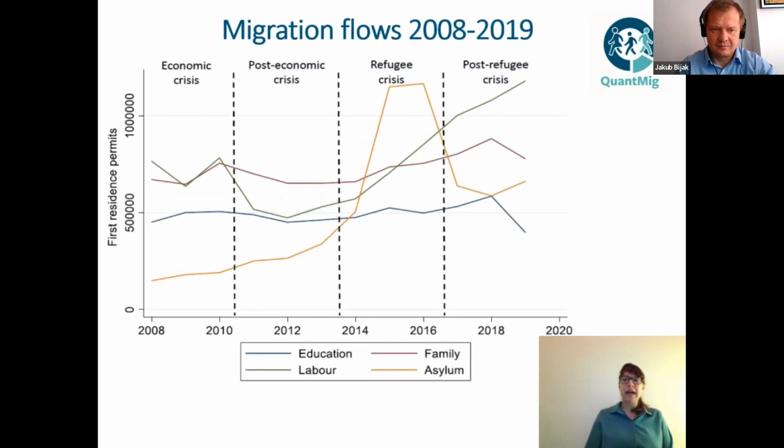Here you see the data we are using: migration from 2008 to 2019 for first residence permits from Eurostat. And you can see clearly here, for example, the peak of asylum during the refugee crisis. Because of that, we will also divide the time frame into these 3-year periods. So the question is now how these different flows are interlinked.